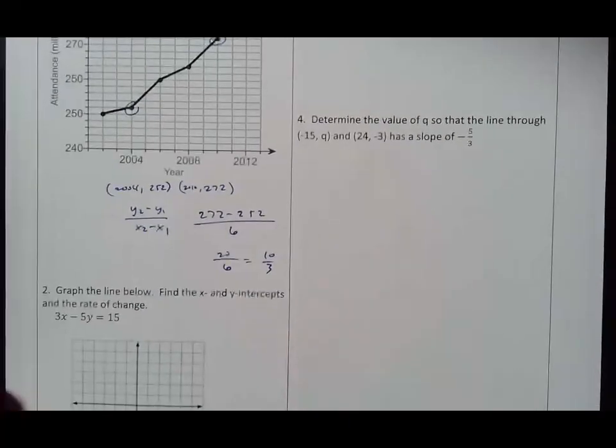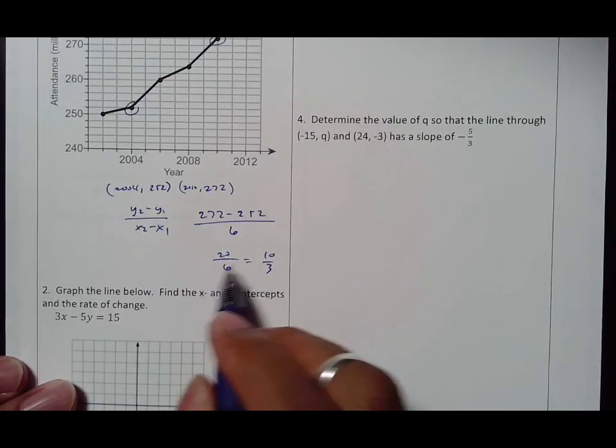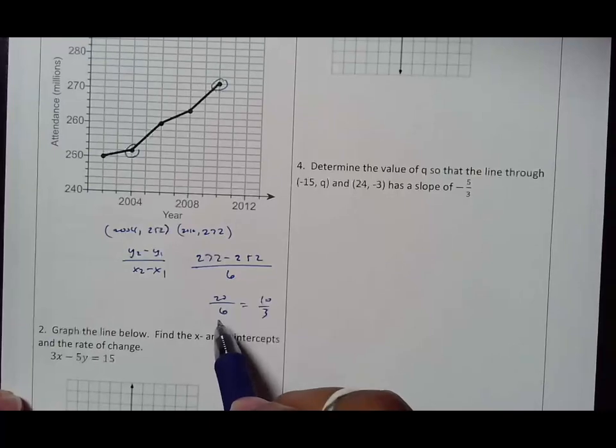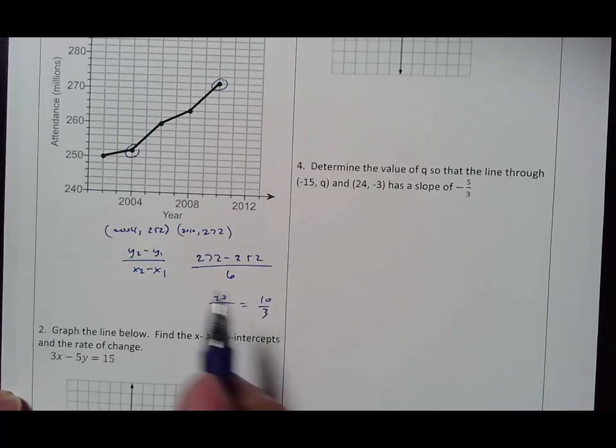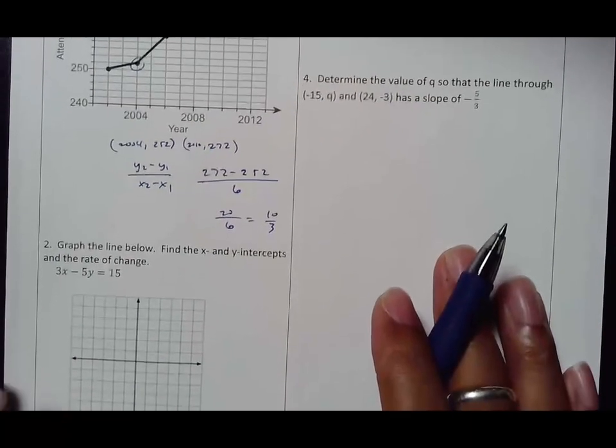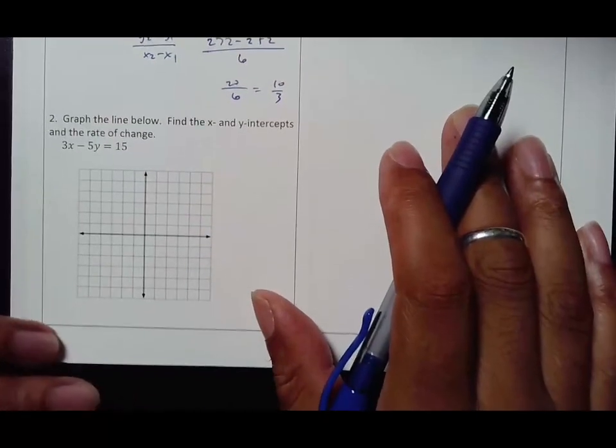All right, so the biggest issue I think people had, and I believe this is right, is that they did not reduce that fraction there. Outside of that, like I said, just going from there.